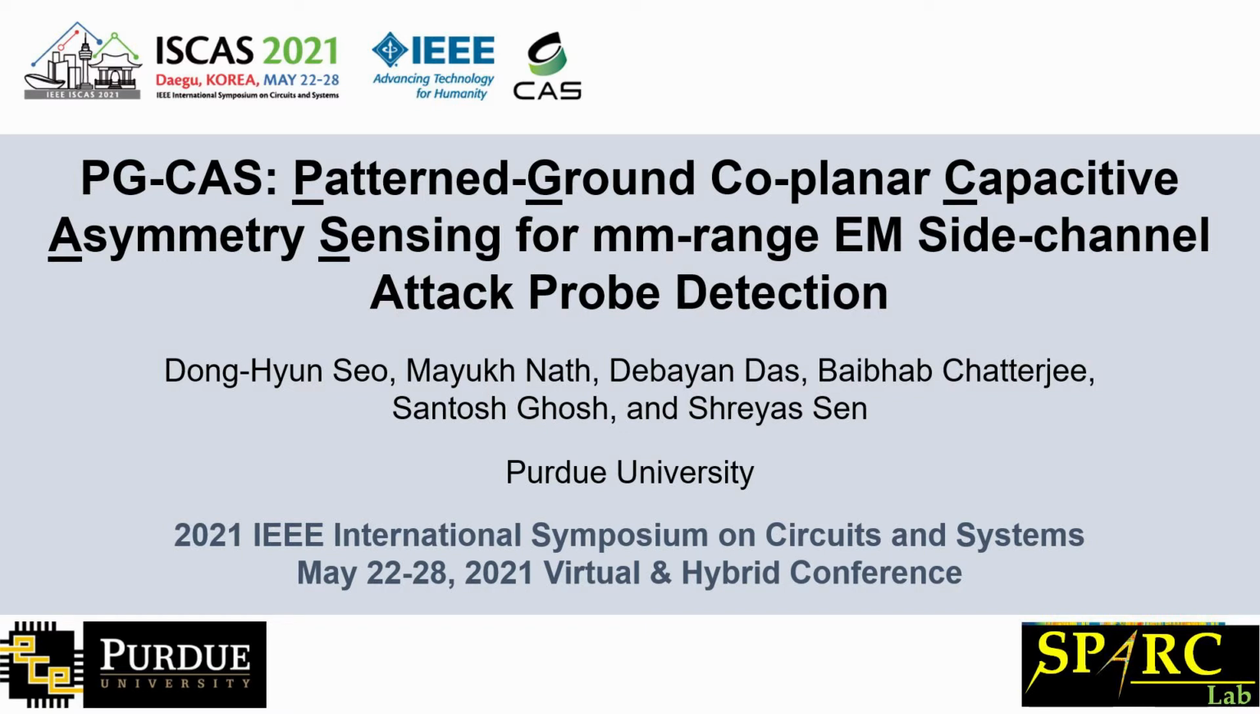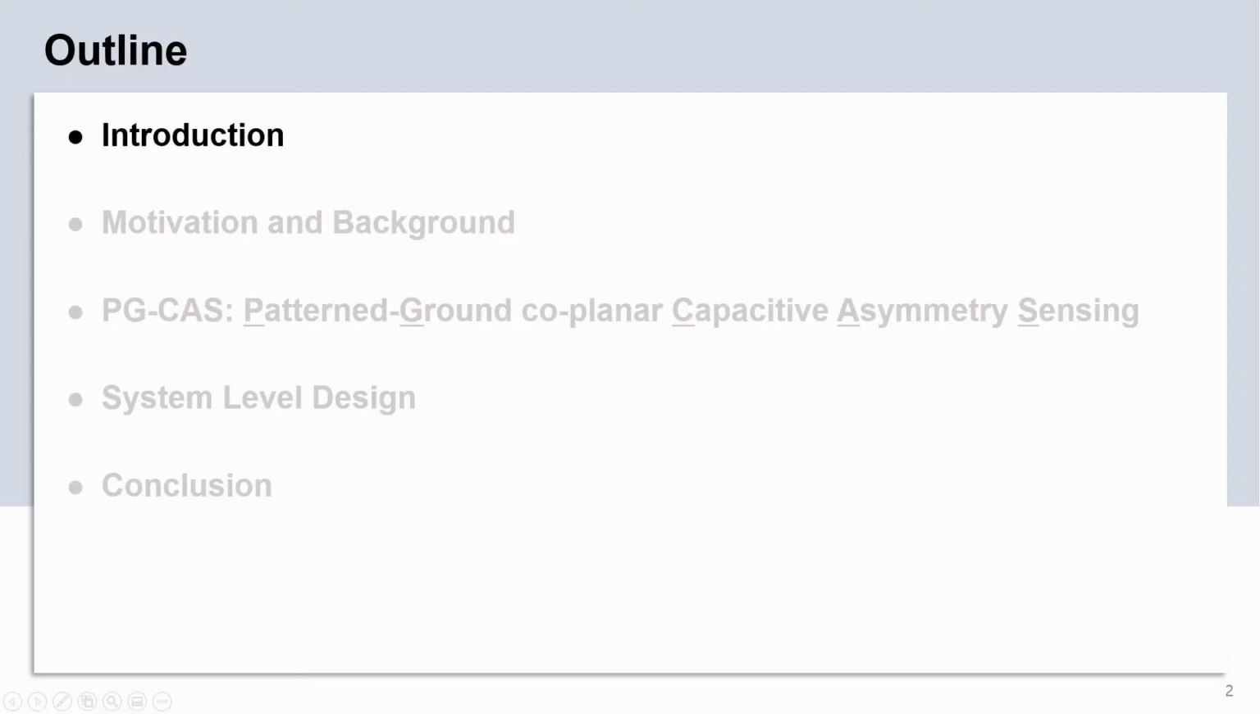Today, I will be presenting the paper Patterned Ground Co-planar Capacitive Asymmetry Sensing for Millimeter Range EM Side Channel Attack Probe Detection. Here is the outline of the presentation. I will provide the introduction, background information, and explain why we need approaching probe detection. And then I will propose the patterned ground coplanar capacitive asymmetry sensing and system. Then we'll show the simulation result.